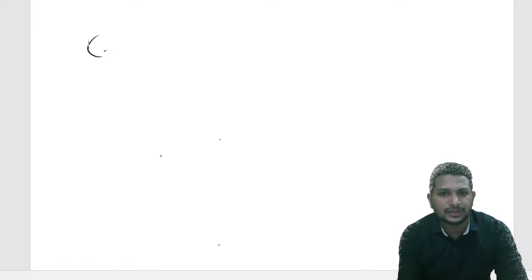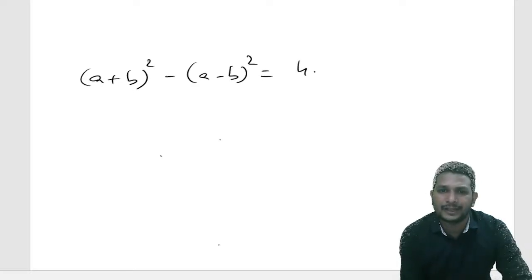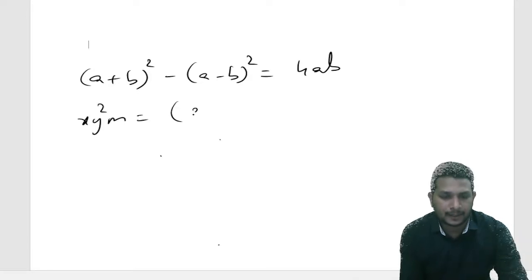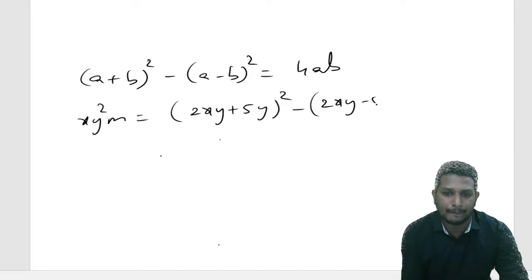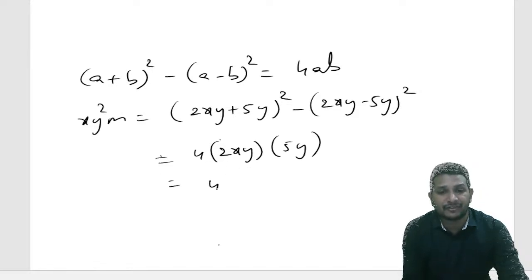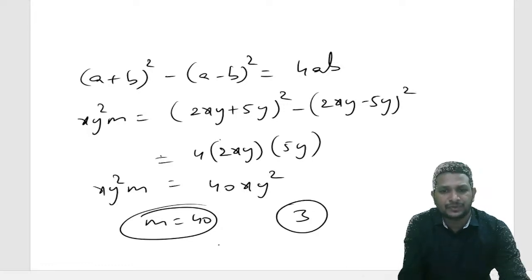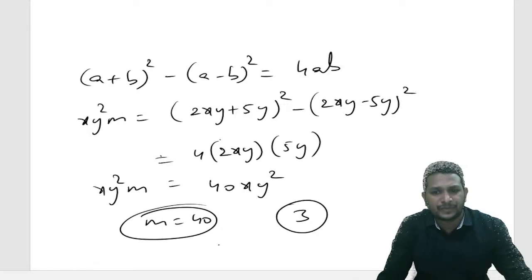As we know, the formula for (a plus b) whole square minus (a minus b) whole square is 4ab. So I'll explain the same thing. xy square m equals (2xy plus 5y) whole square minus (2xy minus 5y) whole square. So 4ab. That's nothing but if I multiply the numbers, 4 2s are 8, 8 5s are 40 xy square. So if I compare the values, we got the value of m as 40. That's nothing but option 3.